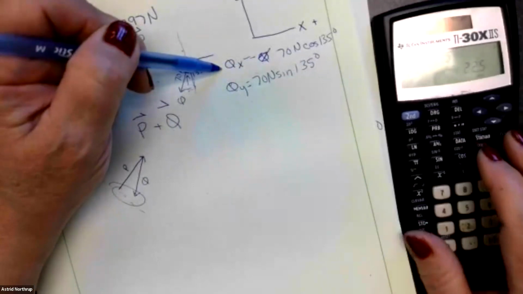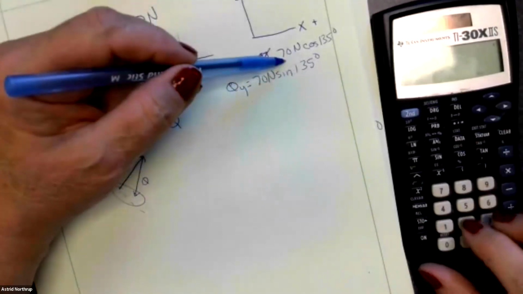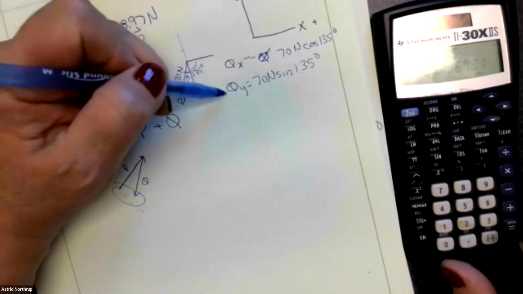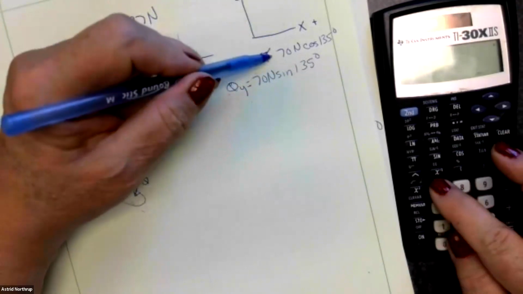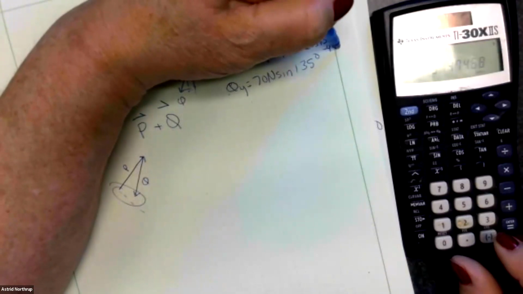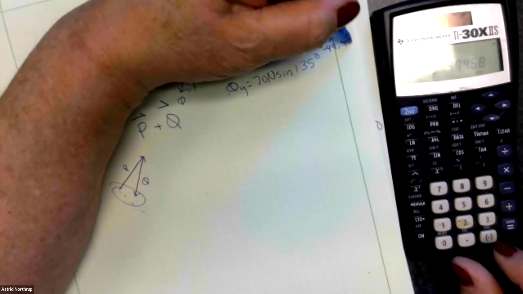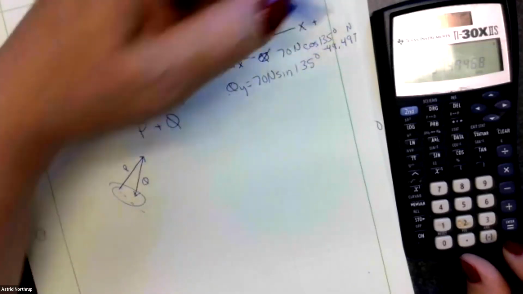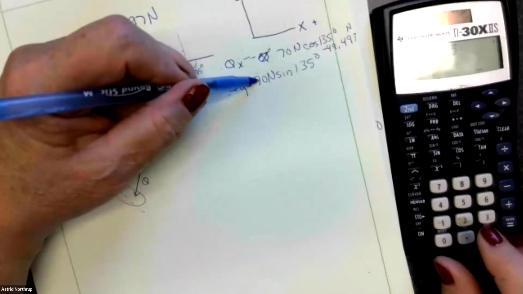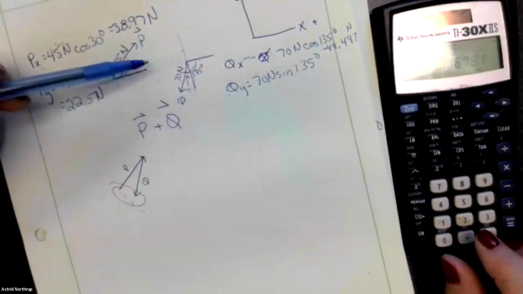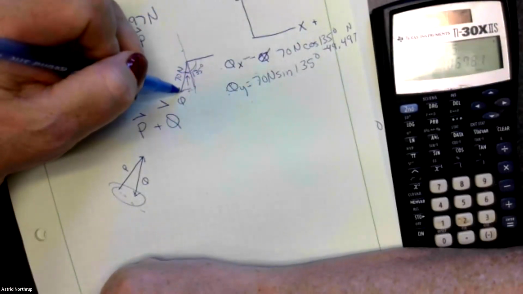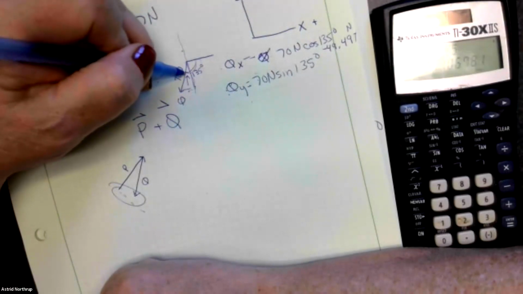All right, let's take a look at my Q here. My Q sub x, I get the cosine of 135 degrees, which is negative 0.707. And if I multiply that by 70, I get that my Q sub x component is negative 49.497 newtons. And my Q sub y is the sine of 135 degrees. Wait a second. That should also be negative. Where am I getting that?